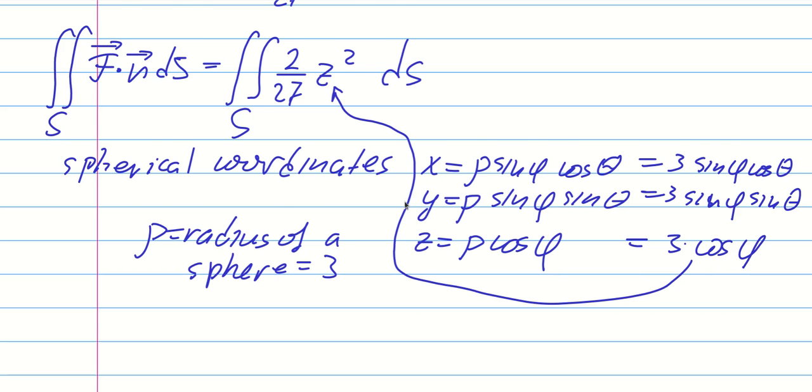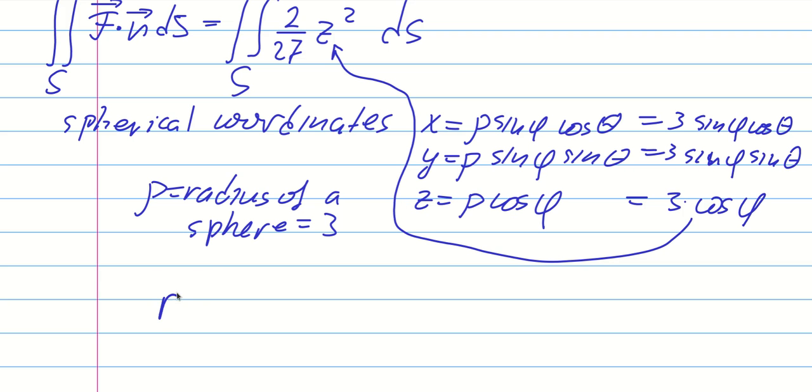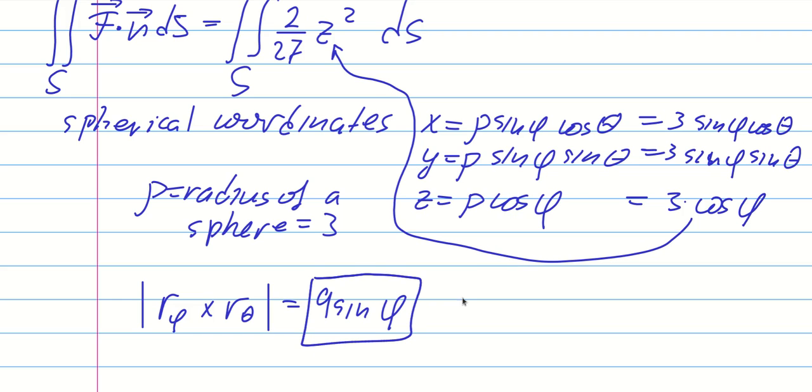And we also need to calculate r phi cross r theta and calculate the magnitude of this vector. We've done this procedure a couple of times already, so I'm not going to do that, but if you calculate it, you're going to get 9 sine of phi. Again, we've done it a couple of times this semester.